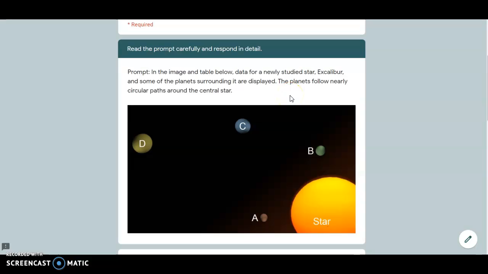Students, here's some feedback for our quiz that we took. Notice it says, in the image and table below, data for a newly studied star, Excalibur, and some of the planets surrounding it are displayed. The planets follow nearly circular paths around the central star.